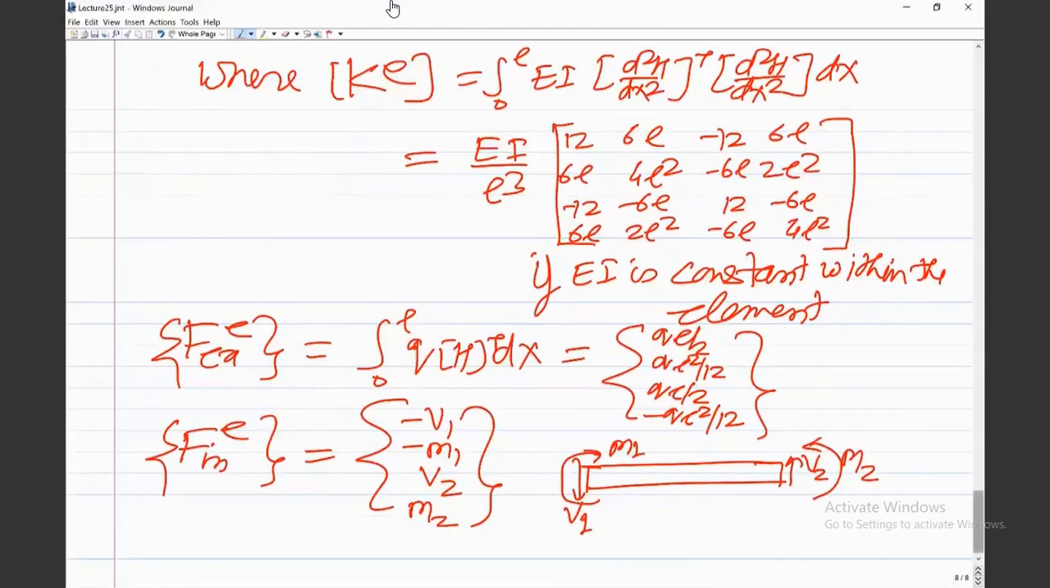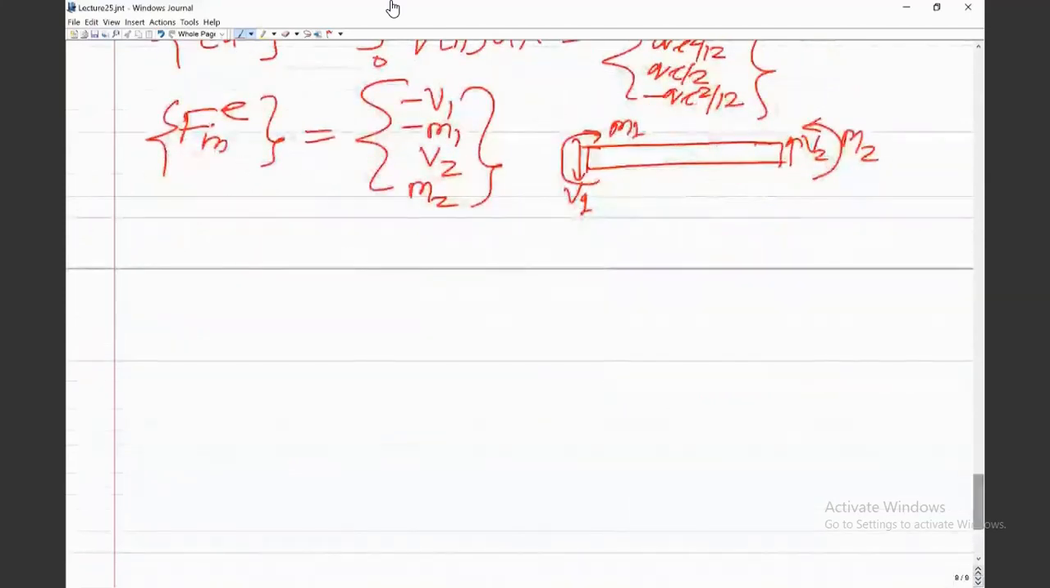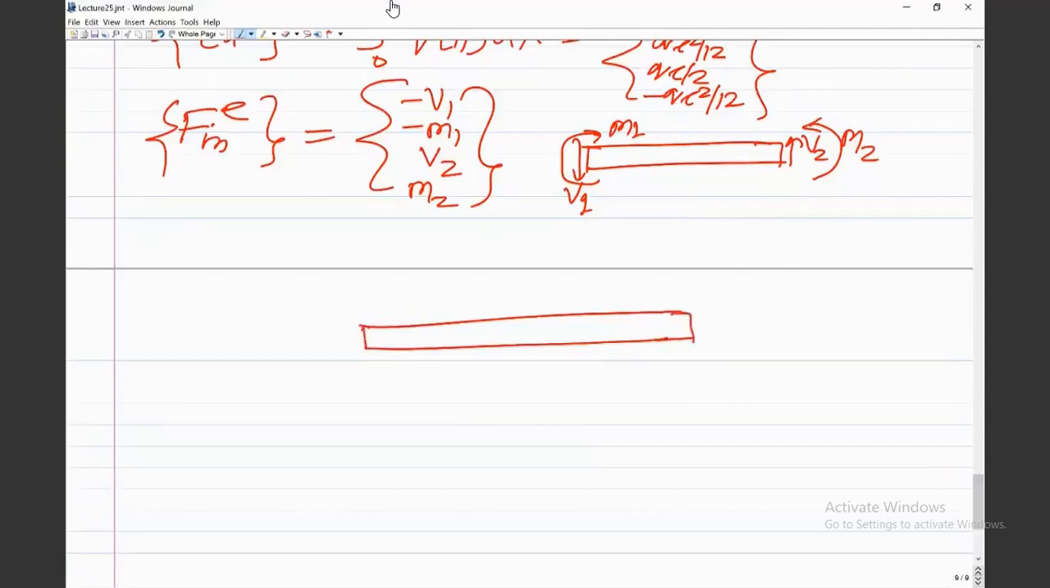Now, if I again take an example, let us take a beam and discretize it into two elements. Although you can discretize into any number of elements, just to demonstrate, I am discretizing into two elements. That is node number 1 here, node number 2, and node number 3. These are the global node numbers, and there is a distributed force Q throughout the beam. This is element number 1, this is element number 2, and both elements are of length L.